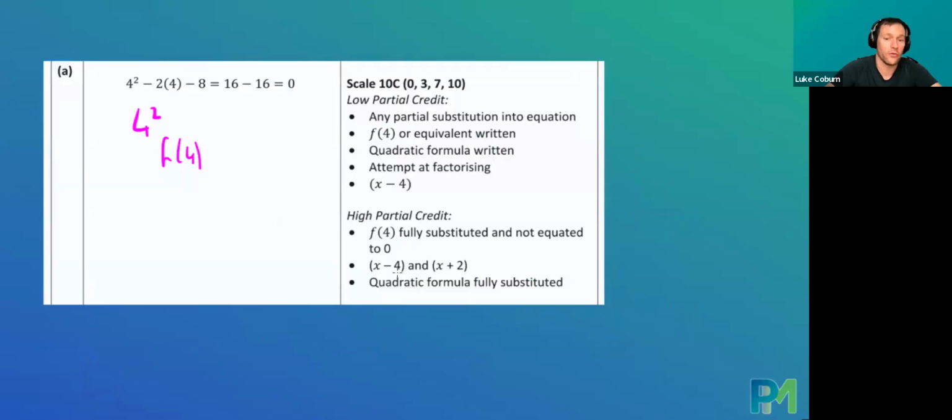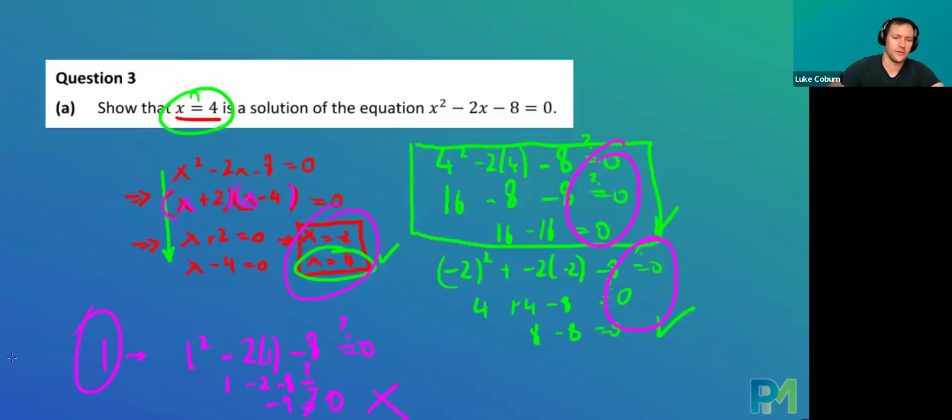Or you would have had to do the quadratic formula with everything substituted. And those things, so let's just do it, let's just do it kind of for an example. If we were doing this approach and we just did this, like x and x, we've attempted the factorization approach. So this is already 3 marks out of 10. If we now do this, it's now 7 marks out of 10.